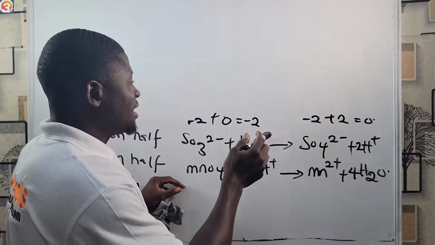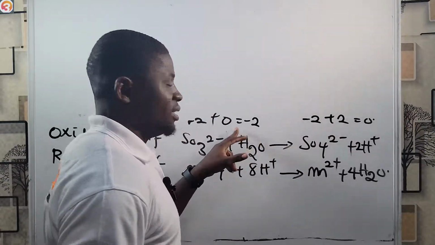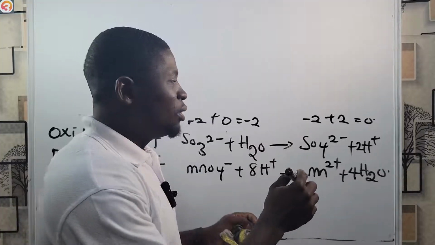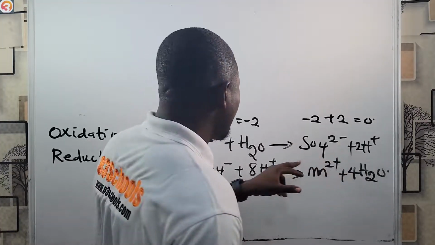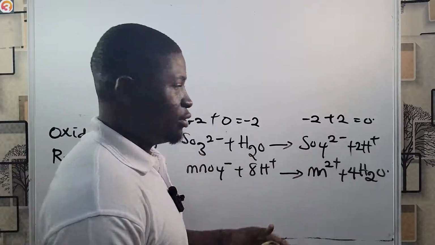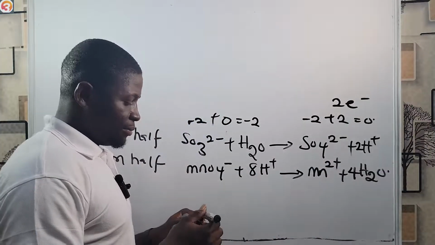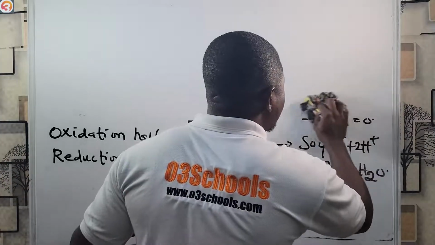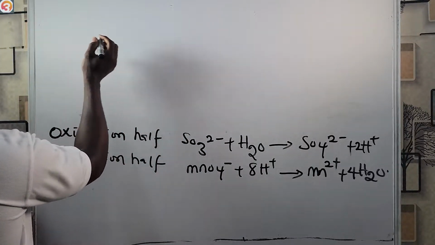And we're adding the electrons to the more positive side. That means this side has 2 electrons more than this side. So we need to add 2 electrons to this right hand side, which is the more positive side, so that we have both -2 here and -2 here. So what we mean by 2 electrons is adding 2e-. Okay, right. So now let's balance the charges.